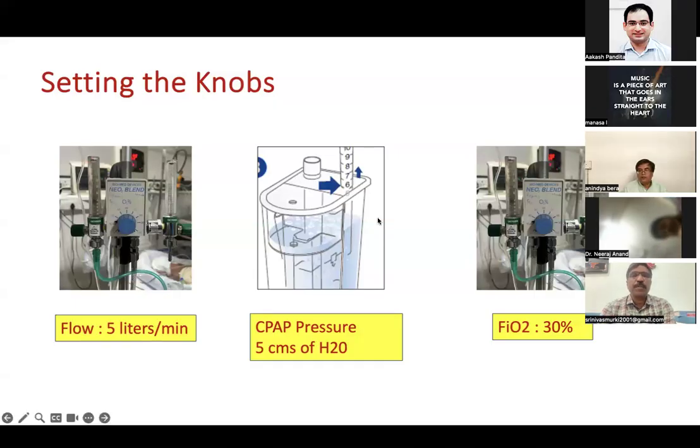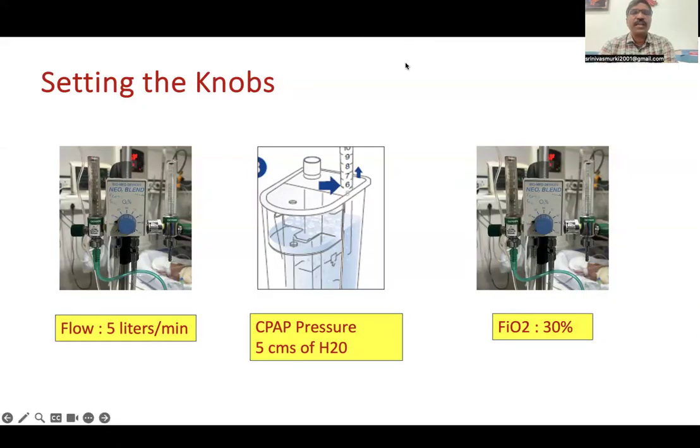But if you're using CPAP for a baby post-extubation, so after extubation, you're converting the baby from ventilation to non-invasive, there you can continue with the flow of 5 liters, pressure of 5 centimeters. FiO2, you continue whatever you were doing on the mechanical ventilation. So if you're extubating on an FiO2 of 25%, you'll use 25%. But if you're extubating on 30% FiO2, you'll use 30%. For primary respiratory distress, flow of 5 liters, pressure of 5 centimeters, FiO2 30%. This is what we'll start with.